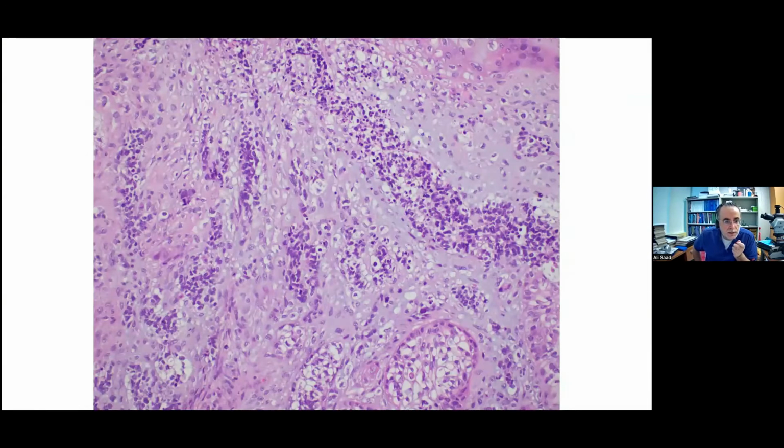And here we see cartilage. So you have two embryonic layers. You have the squamous epithelium, and then you have cartilage, and you can see nests of poorly differentiated or undifferentiated tumor cells, the ones that are blue, hyperchromatic, with very, very scant cytoplasm. Yes, thank you. And next slide.